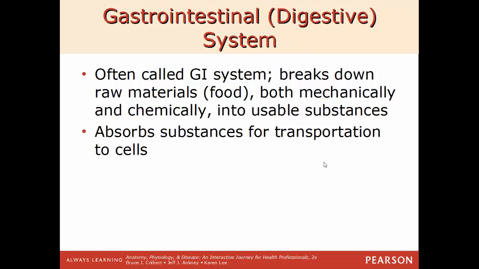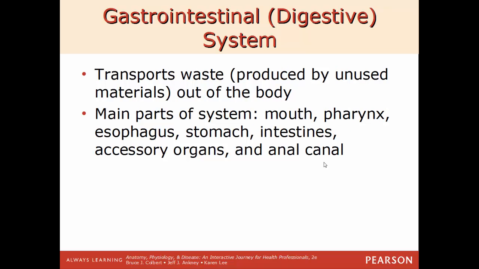This will help break down the food that you eat to be able to turn it into a usable source of fuel for your cells, including the mechanical and chemical breakdown of your food. So turning a big bite of pizza into smaller bits of pizza that your body can use. It also will transport waste, so whatever your body can't absorb or digest or just can't use in general will be pushed through and turned into feces.